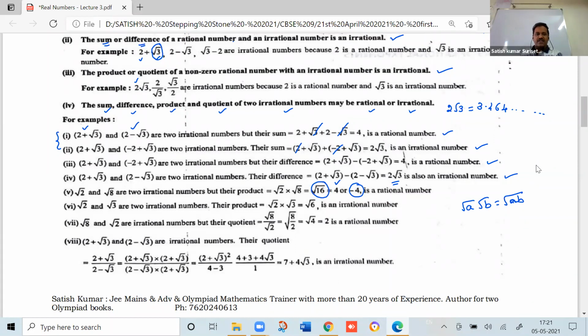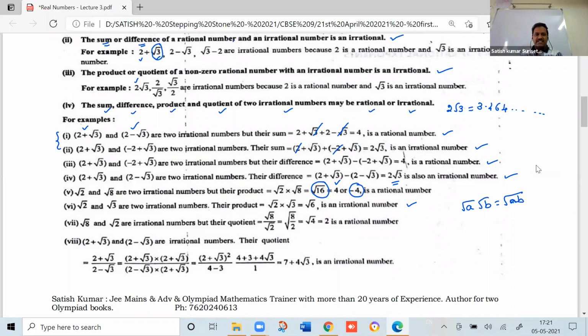Next, root 2 and root 3 are two irrational numbers. When I consider the product root 2 into root 3, it will be root 6, which is an irrational number. That means in the fifth example, we got the result as a rational number. In the sixth example, we got the result as an irrational number.